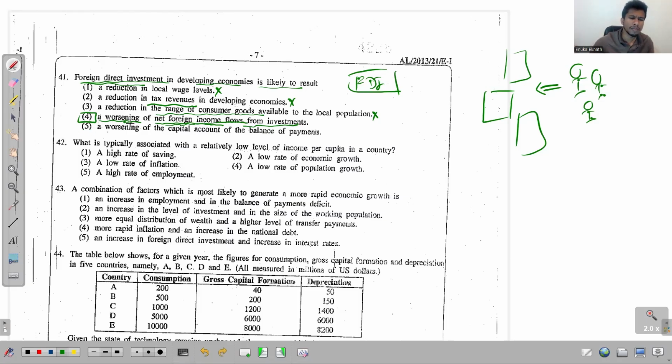Right, the fifth one, a worsening of the capital account of the balance of payments. No, there will be a positive impact on the capital account of the balance of payments, not a negative influence. So for this question 41, the fourth one is the answer.